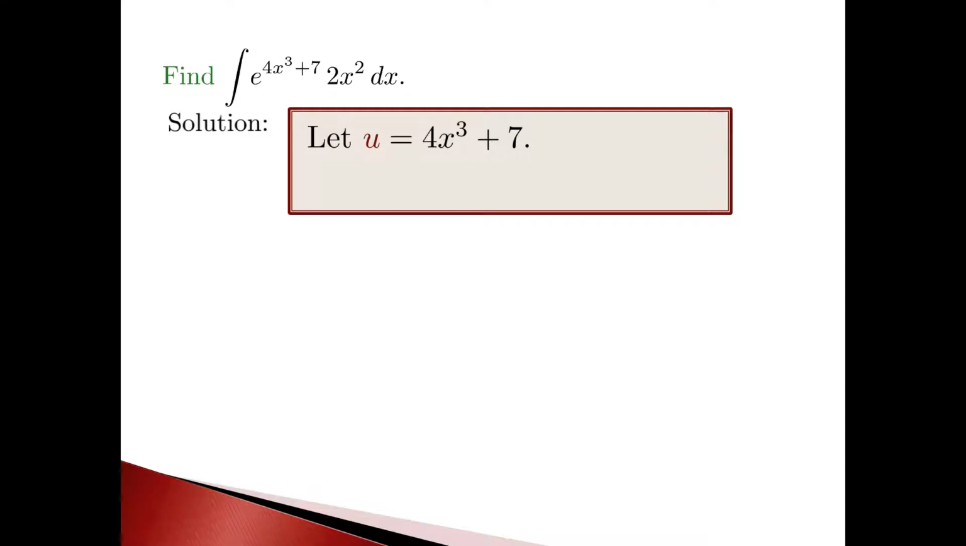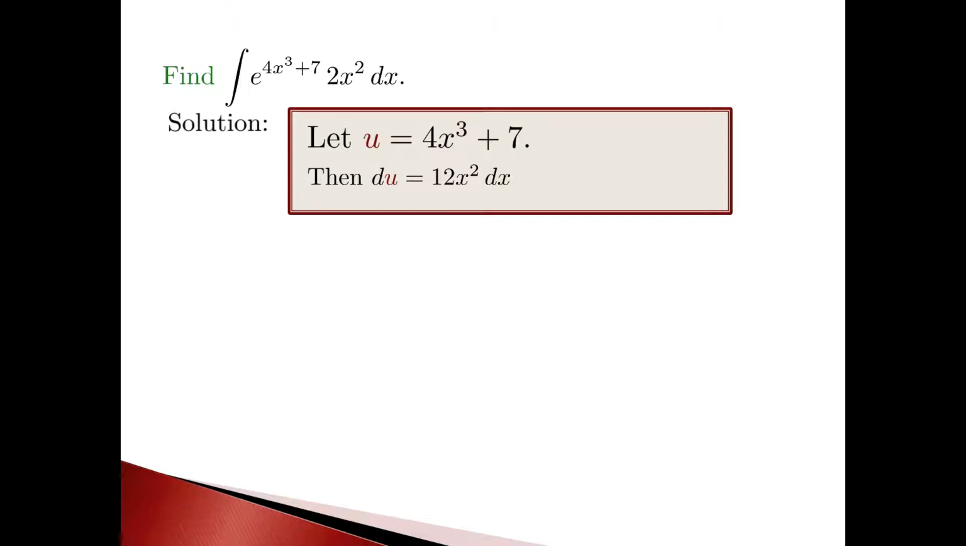But here's what we're going to do. I'm going to let U equal all that stuff, the 4x cubed plus 7. And just like we said, when we take the derivative of that, the derivative of 4x cubed plus 7 will be 12x squared. So if U is 4x cubed plus 7, du would be that derivative, 12x squared dx. Okay, so what do we do here? Again, in the last video, we talked about several ways of putting in the constant that we need and then dividing by the constant outside.